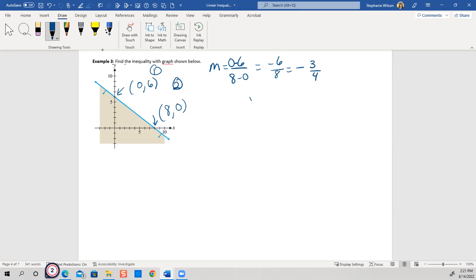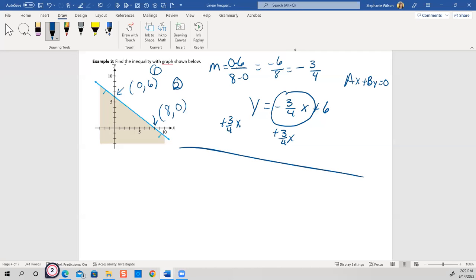We know what the y-intercept is, so I can write it in slope-intercept form. We don't have to do any extra work. Now I can write this in standard form. What is standard form? It's ax plus by equals c. So I need this term on the other side. Since it's negative, I'm going to add it. Now I get 3/4 x plus y is equal to 6.